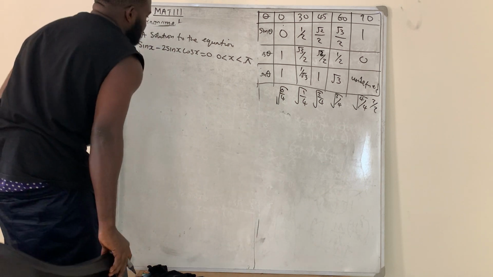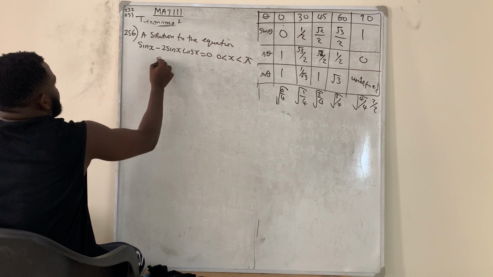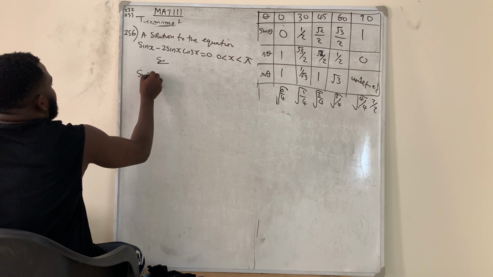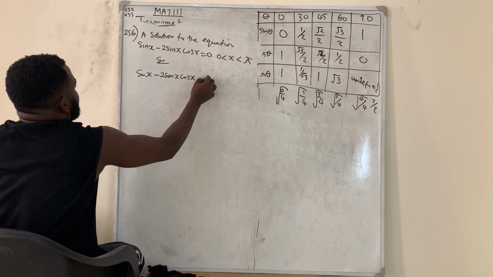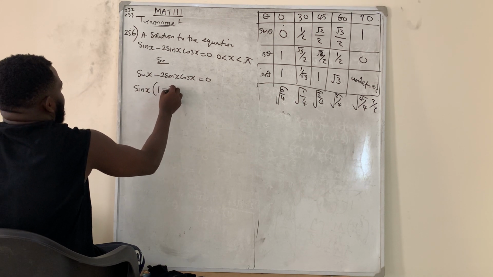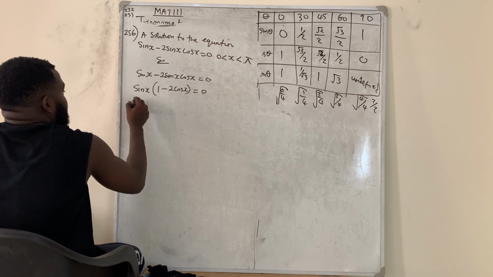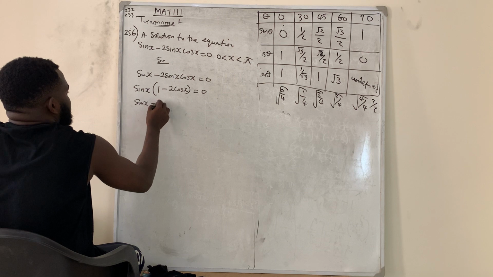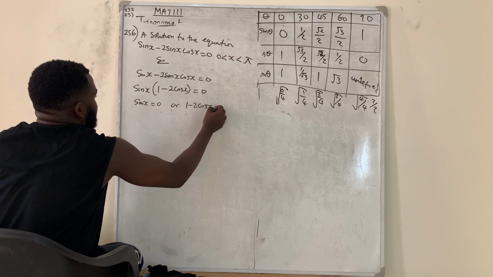Okay, we have solved this question before. So what do you do? They gave you that sine x minus 2 sine x cos x is equal to 0. So if you factorize, you're going to have sine x in bracket of 1 minus 2 cos x is equal to 0. So I'm going to say that sine x is equal to 0, or 1 minus 2 cos x is equal to 0.